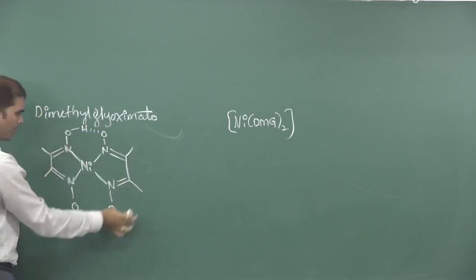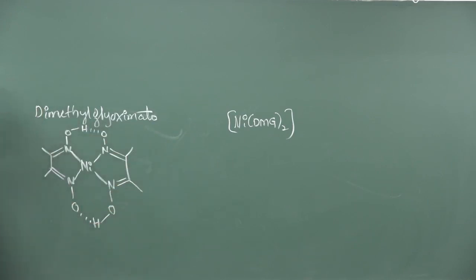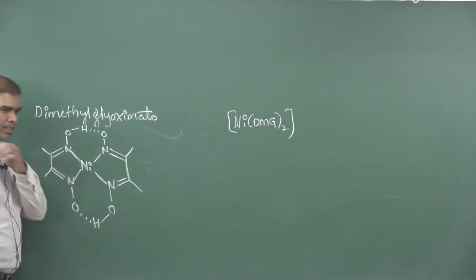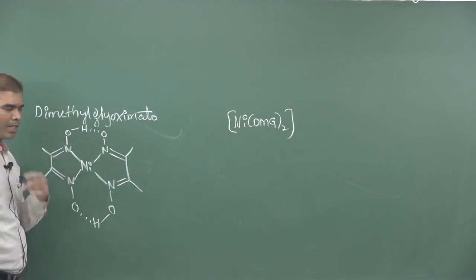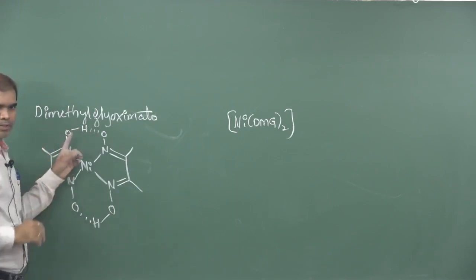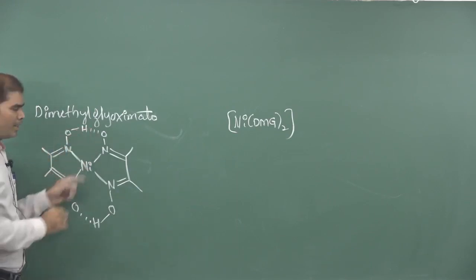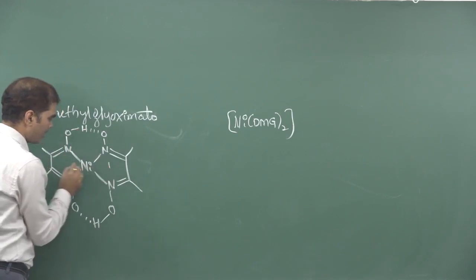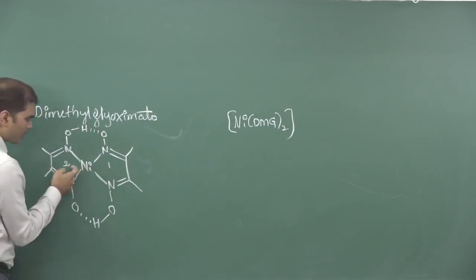This is dimethyl glyoxymato complex. How many rings are present altogether? You can see 4 rings, but how many chelating rings are present? Only 2 chelating rings. This is not considered to be a chelating ring because it is a ring formed due to hydrogen bonding. So this is not considered as a chelating ring. There are only 2 chelating rings.